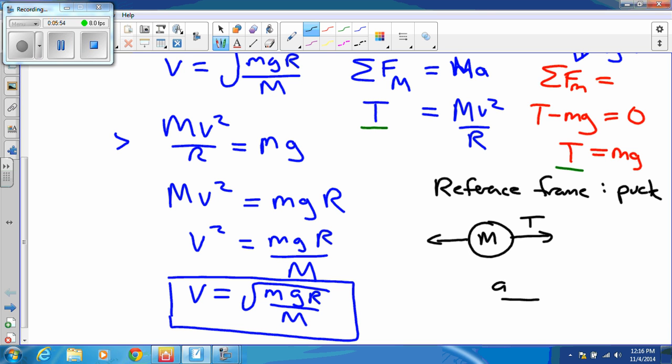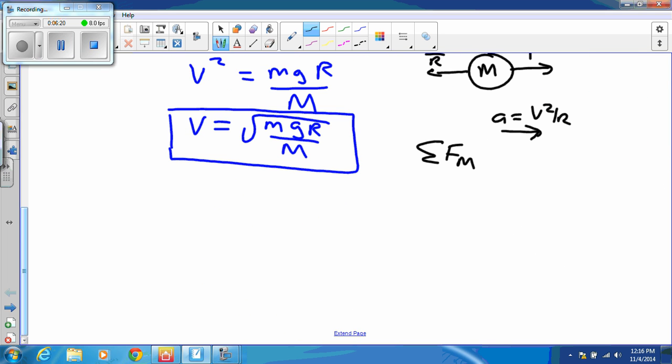Now, the reference frame is accelerating with a value of v squared over r in the direction here to the right. So we are going to have a fictitious force that points in the opposite direction. Let's do that again. There's our fictitious force. And now, when I do sum of forces on mass m, what I get is T minus mv squared over r. And that adds up to 0 because the hockey puck is not accelerating in its own reference frame.